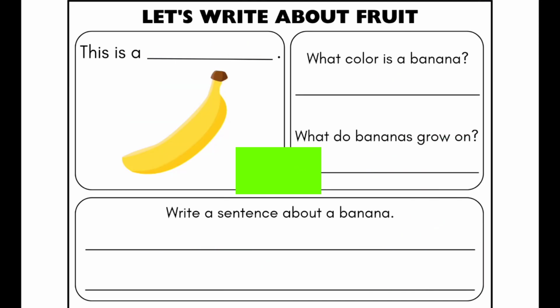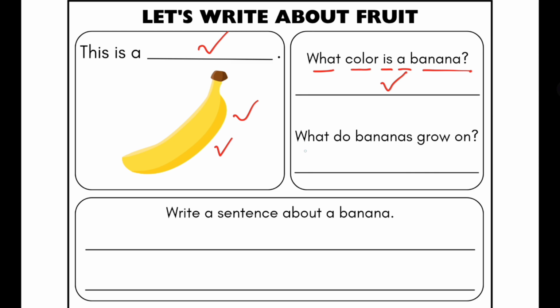Now, I am going to read this. You are going to write this, okay? And tell me in the comment section. This is a, what is this? You are going to write here. What color is a banana? What is its color? You are going to write the color. What do bananas grow on? Where bananas grow? You are going to write here. Write a sentence about a banana. Okay? So make 1 or 2 sentences.